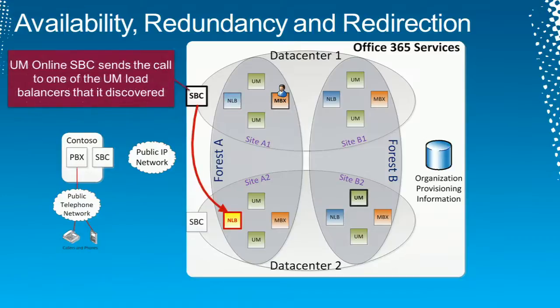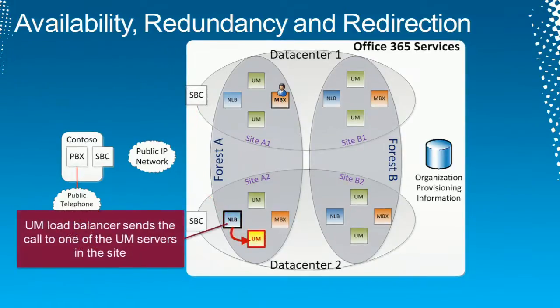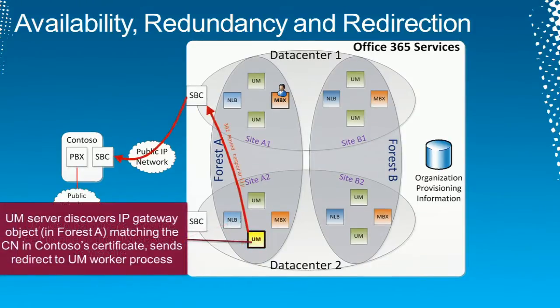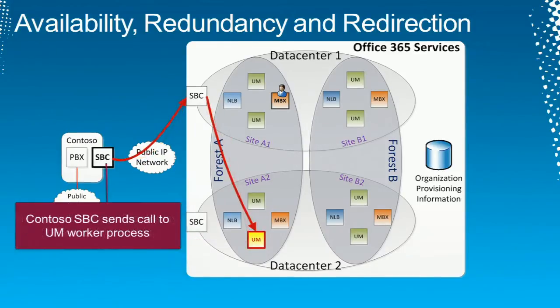Of course, what happens? Well, it picks the site that is not the one with the active mailbox, so it now sends the call to the wrong site in the right forest. So the load balancer sends the call to one of the servers in the site. It goes and takes a look at the certificate now to see whether the CN in the certificate, remember that should be sbc.contoso.com or whatever, actually matches the place that the call is coming from. And having satisfied itself that this is a genuine call from a genuine tenant, it sends the call to the worker process on the same server.